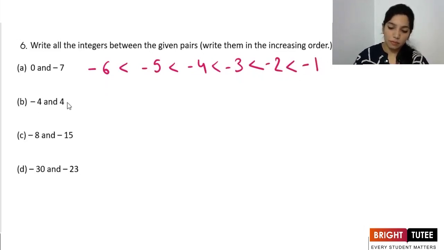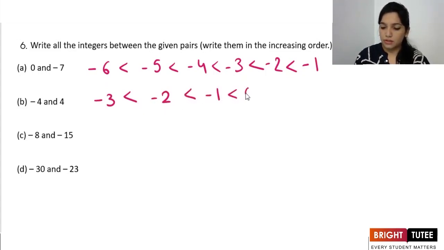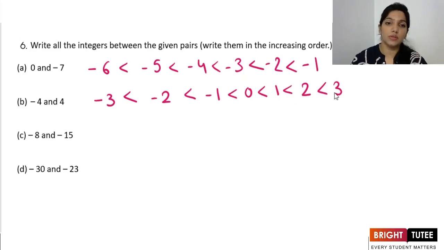Now from minus 4 to 4. Minus 3 is the smallest number. Then minus 2, it's bigger. We are increasing: minus 1, 0, 1, 2, and 3. So these are all the numbers in increasing order between minus 4 and 4.